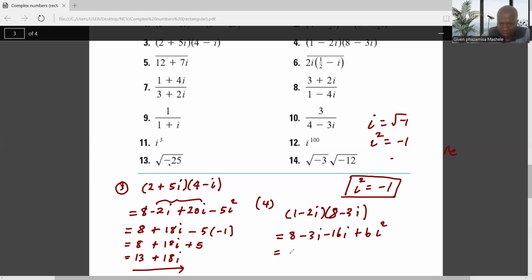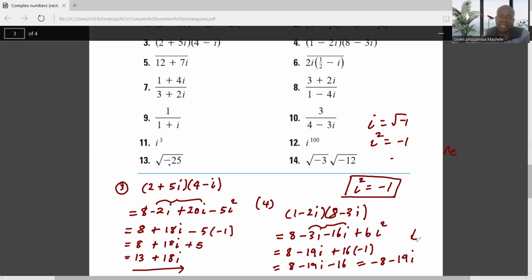And by grouping like terms, this will be 8 minus, these are the like terms, minus 3 minus 16 is minus 19i. Plus 6 into i squared, which is -1. So this will become 8 minus 19i. We multiply by negative, this will be -6. So the final answer, we group the real with the real, imaginary with the imaginary, this will be -8 -19i. And -8, -19 will be in the fourth quadrant, in the third quadrant, I apologize.